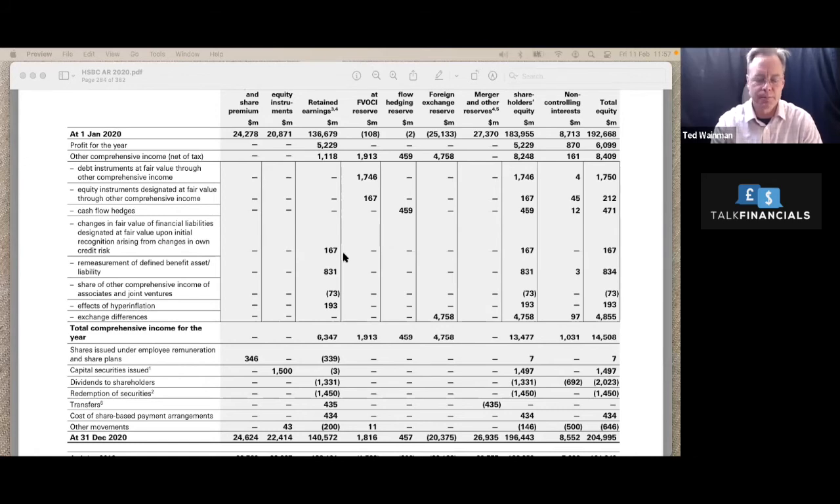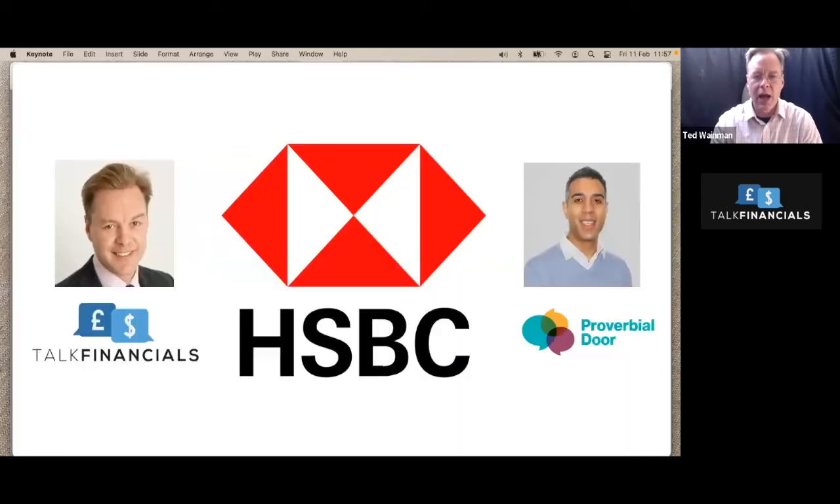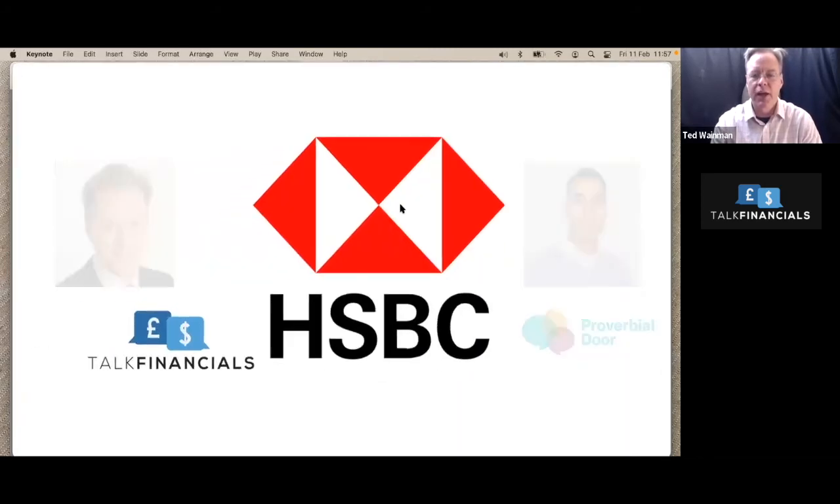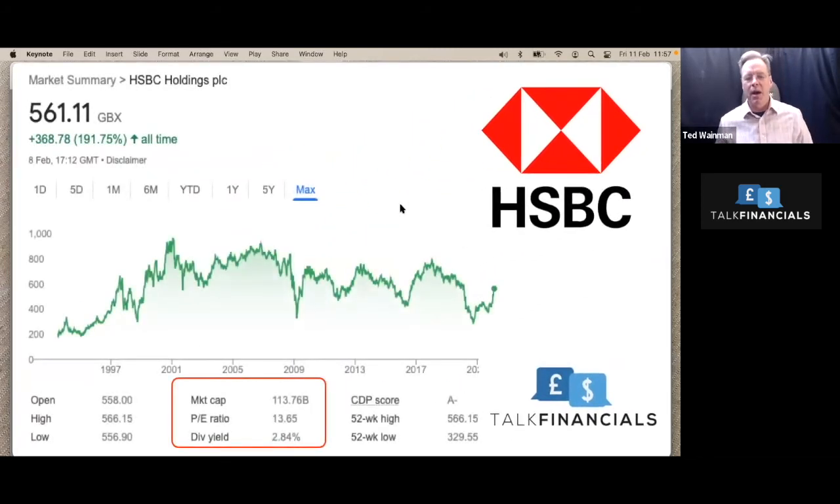So that's a very whistle-stop quick look at the finances of HSBC. I'm quite interested in banks at the moment, as I said, because I think they're quite interesting from the perspective of the potential.